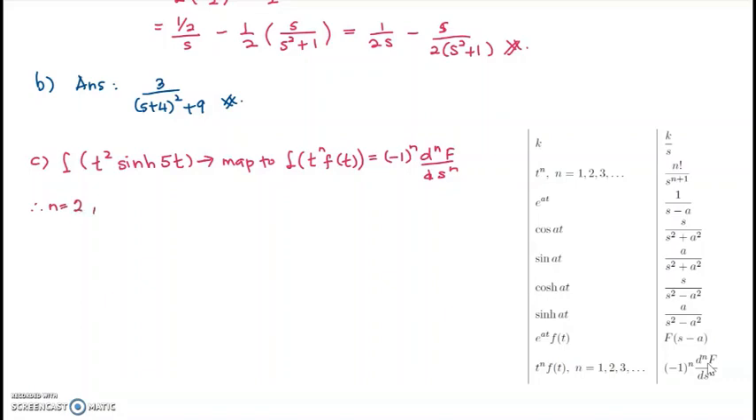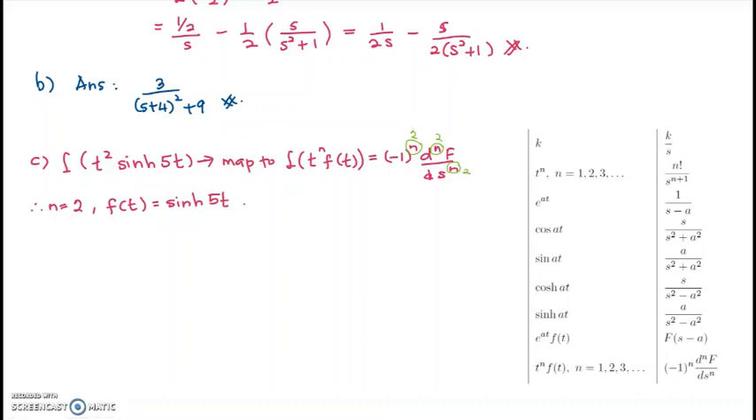By mapping to t power of n f(t), we know that our n is what? 2, because we map t square to t power of n. So n equals 2, and the other term is our f(t), which is sine 5t. When n equals 2, our final answer is (-1) power of 2, which is +1, and n here is 2, and n here is also 2. So it means we need to get the second derivative of F, d2F over ds square. How do we find the second derivative? We need to get F(s) first. If we know our F(s), then we can find the first derivative and then proceed to get the second derivative.